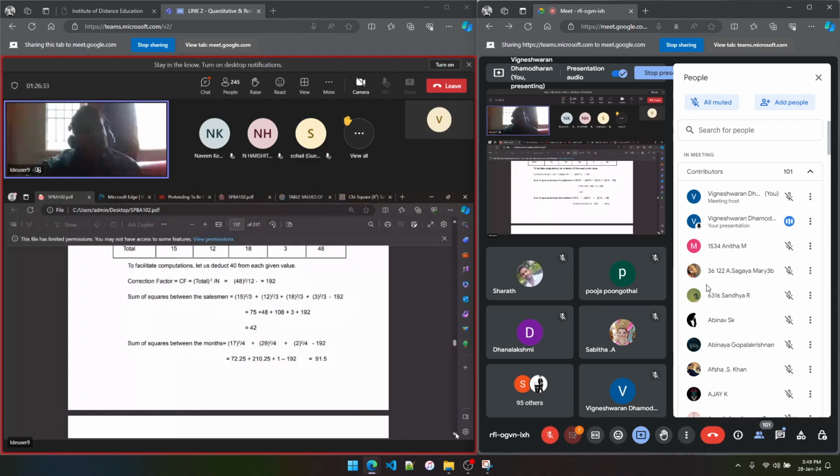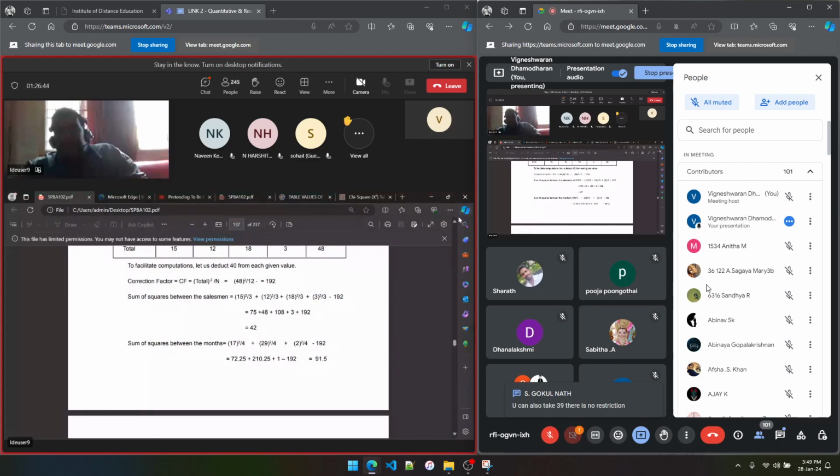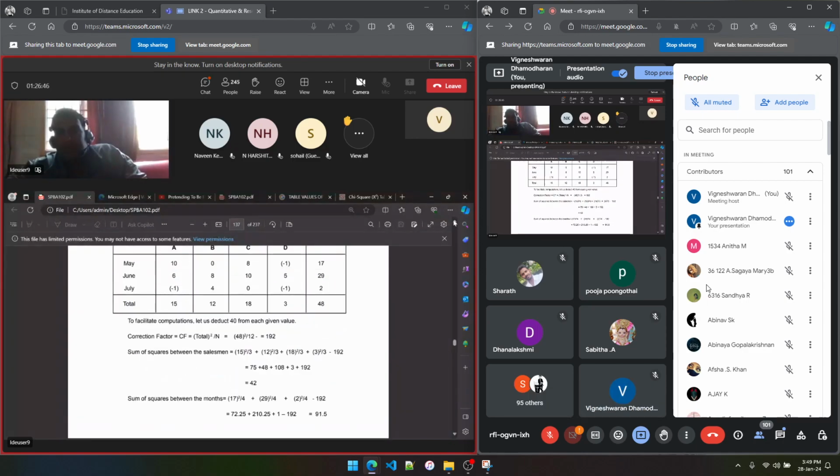Next, sum of square between the months. 17 square divided by 4, 29 square divided by 4 plus 2 square divided by 4 minus correction factor. That is 91.5.